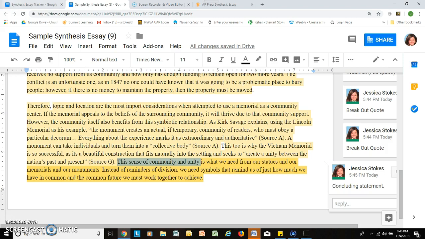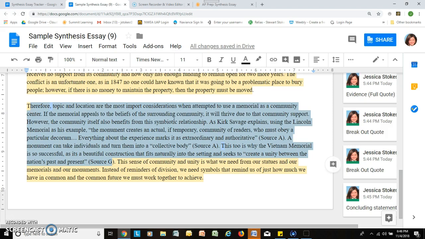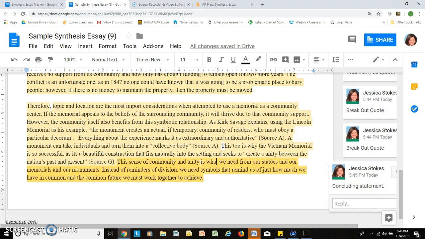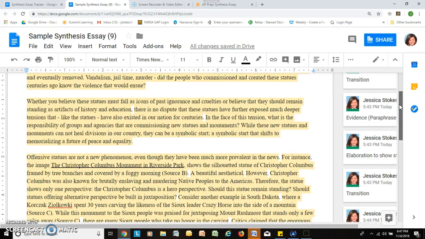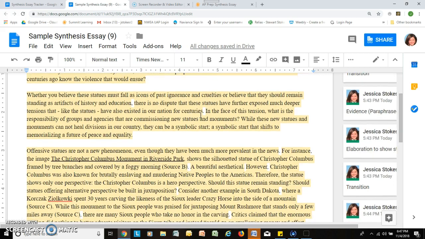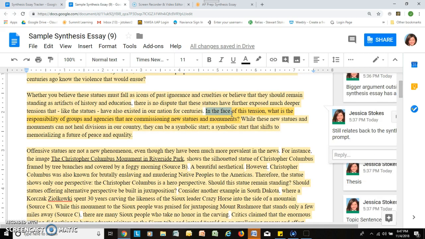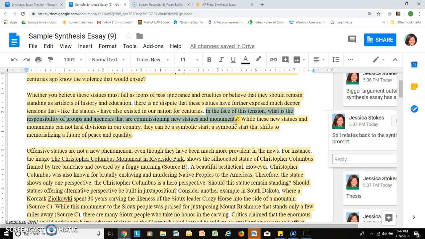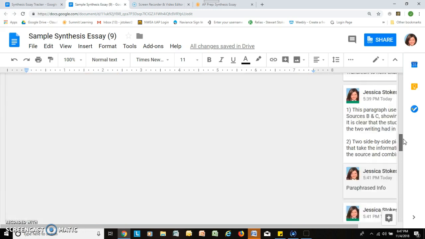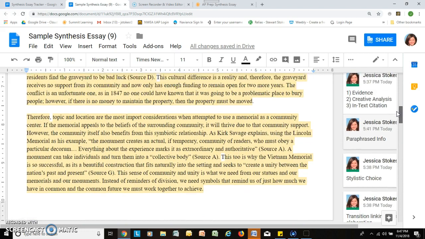So here we see when it says this sense of community and unity, that is transitioning from what's been proven through this evidence and the analysis of that evidence here. But then it says that's what we need from our statues and memorials and our monuments. That goes back all the way up here, I believe, to their question. In the face of this tension, what is the responsibility of groups and agencies that are commissioning new statues and monuments? So it asks the question and it returns to that question here.